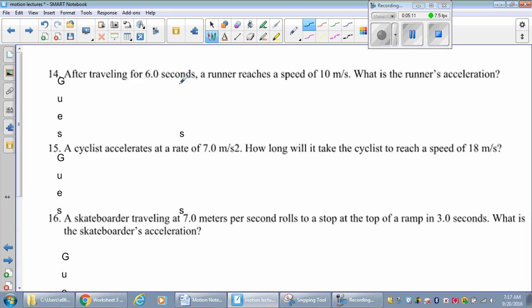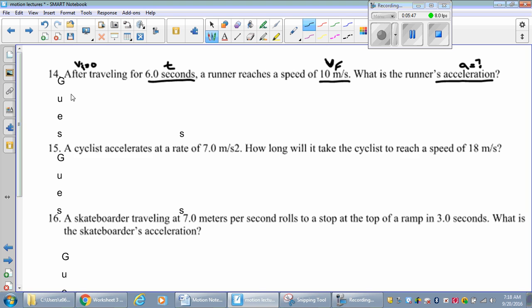Let's underline, after traveling for 6 seconds, so underline that's t, we're going to reach the speed of 10 meters per second. This is our velocity. Now, we're going to assume that if we started running, we started at what speed? Well, we have to assume that our velocity initial was 0, okay? So we're going to assume it's at rest. So this would be our velocity final. That means our velocity initial is 0. We're looking for the acceleration. Acceleration equals, make sure to do this part right.